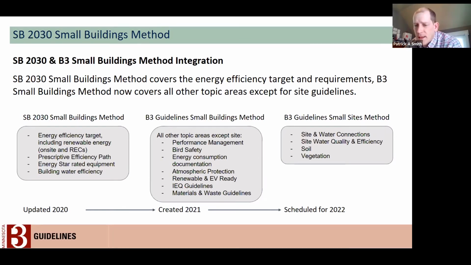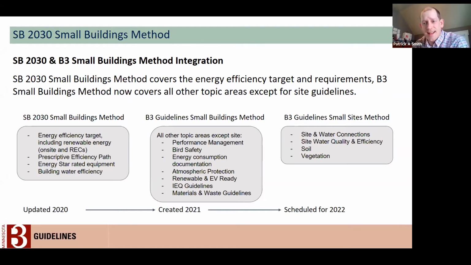What this does is allow a small project to meet a prescriptive energy standard, do some on-site renewable evaluation, and then use that in connection with their energy standard tool outputs to find what bundle of stuff they need to bring to meet their SB 2030 target. But that SB 2030 small building method, we've had a version of that since 2013 or so. But that's really just related to the energy efficiency and renewable energy requirements for the project.